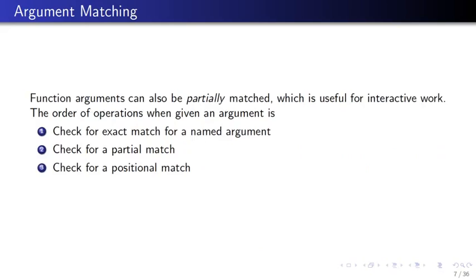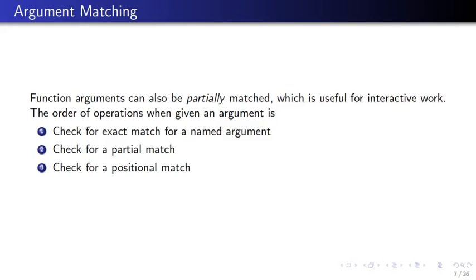Function arguments can also be partially matched, which is useful primarily for interactive work, not so much for programming. When you call a function, if the argument has a very long name, you can match it partially. You can type part of that argument name, and as long as there's a unique match, R will match the argument and assign the value to the correct one.